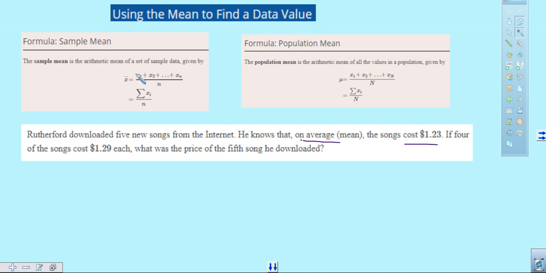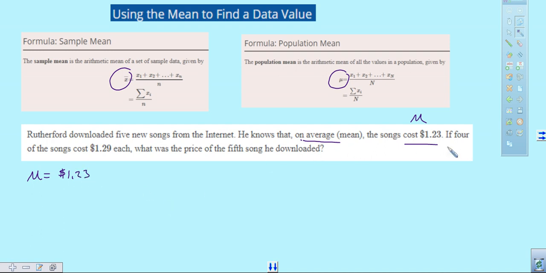So the question is, is that going to be the sample mean or the population mean? Since we know that we downloaded 5, that's our population because that's how many we have. We're not saying that we're choosing 5 songs from all the songs. We're talking about these specific 5, which makes this the population mean. So here's what we know so far. We know the population mean is $1.23.